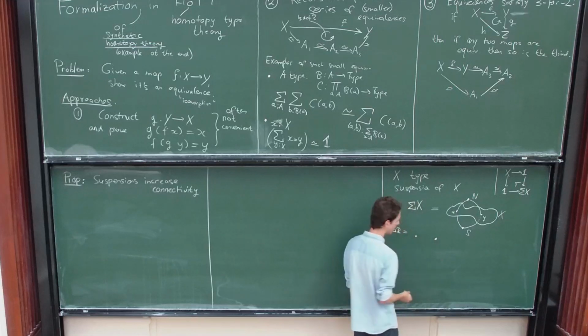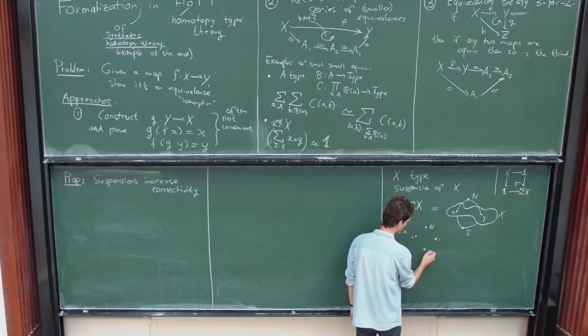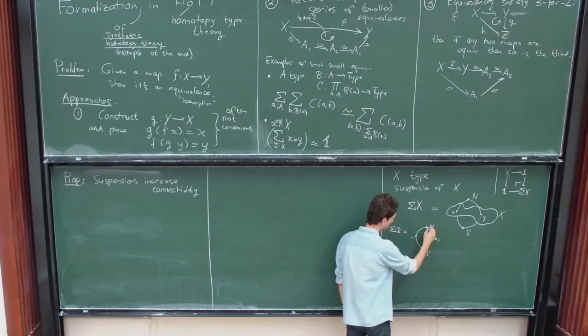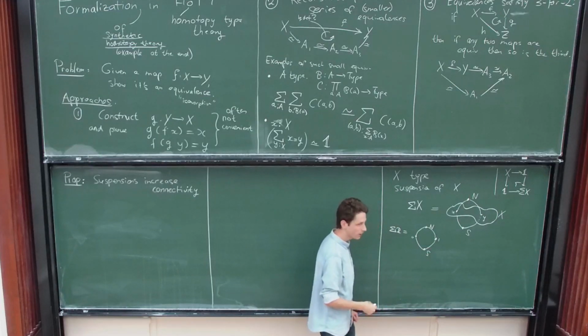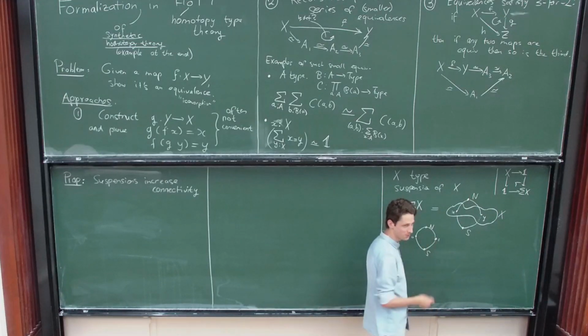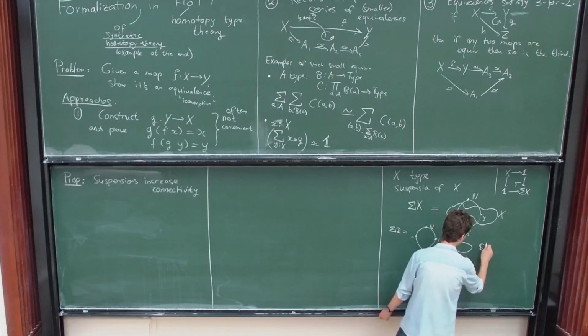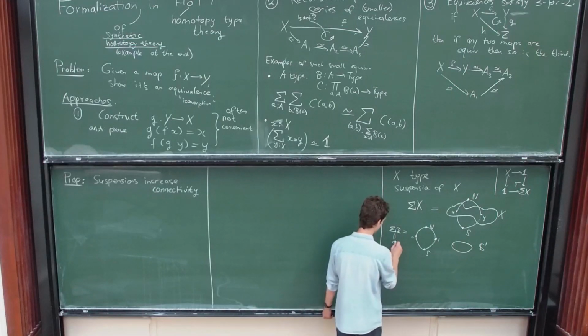So I have my 2 points, maybe I'll label them 0 and 1. And now in the suspension, I have north and south, right? And now I add a path like this, and I add a path like that. Okay, what do I get? I get a circle, right? This looks like, I mean, just pictorially, that's a circle. So S1, that's the notation for the circle.